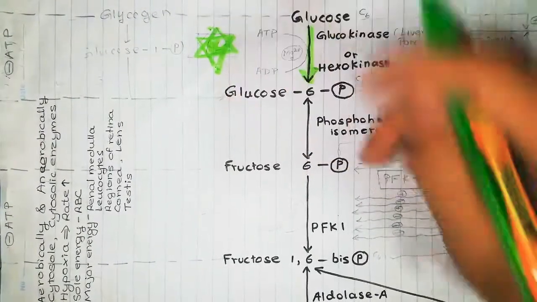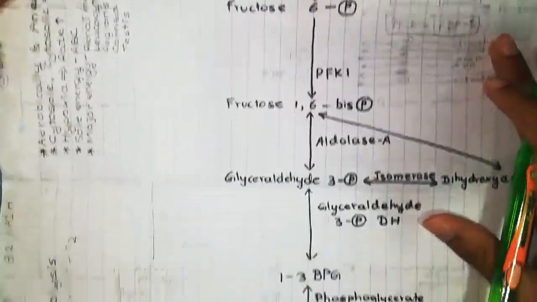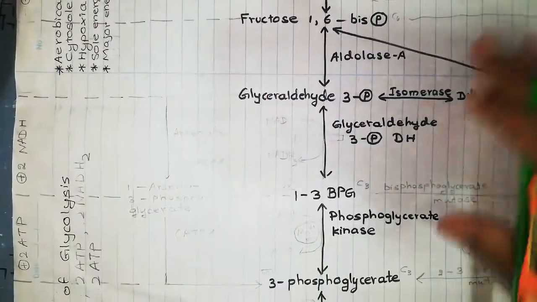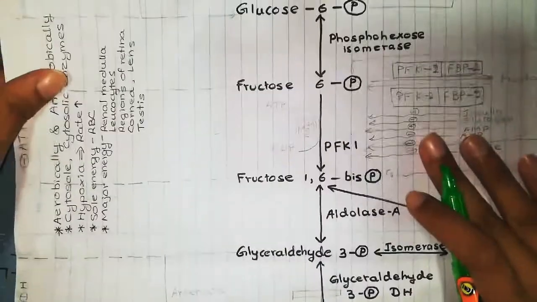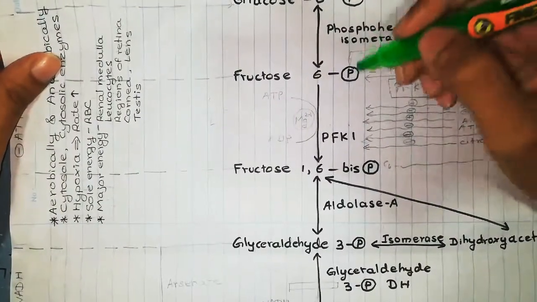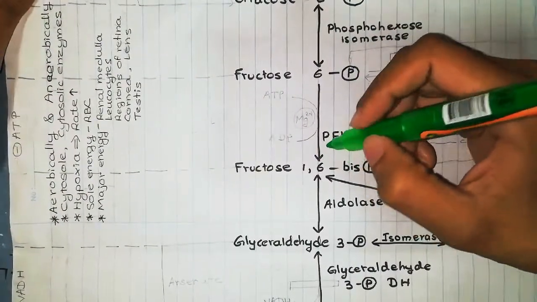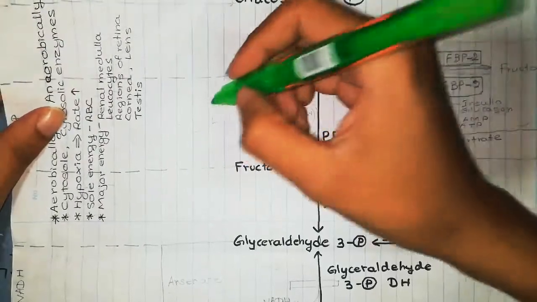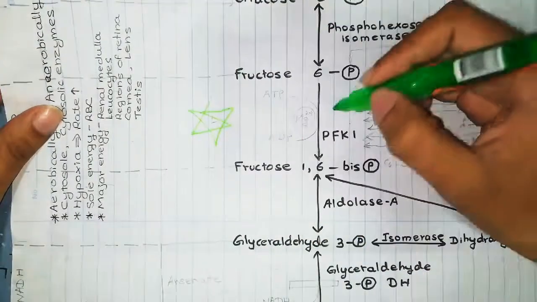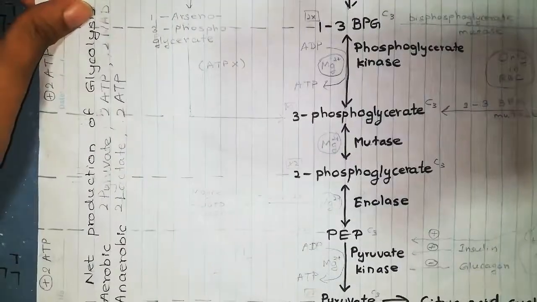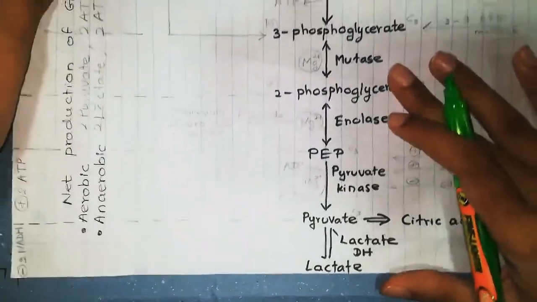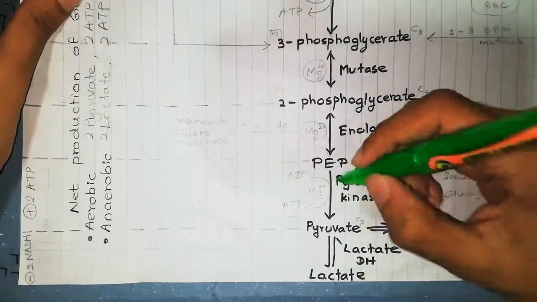Okay, and the next step is fructose 6-phosphate into fructose 1,6-bisphosphate. Okay, so it is also a rate limiting step. And the next step is PEP into pyruvate.